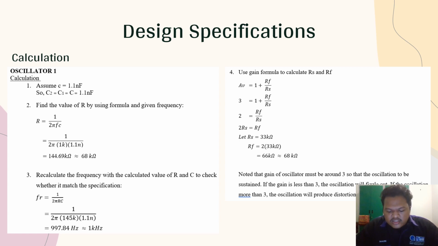After that, note that the gain of the oscillator must be around 3 so that the oscillation can be sustained. If the gain is less than 3, the oscillation will fizzle out. If the gain is more than 3, the oscillation will produce distortion.